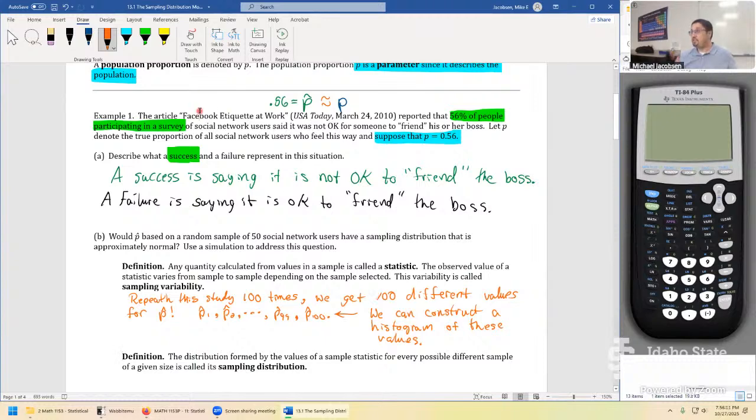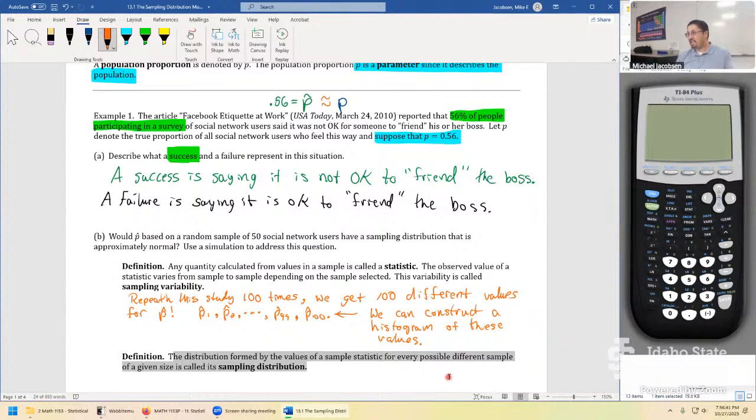And this is a feature of every study involving p hat, and the same for every study involving y bar. Either statistic will have this feature. You could have repeated that study if you had the budget and the manpower many times, not just 100, maybe 1,000, maybe 100,000 times. The distribution you get, there's exactly one of them, formed by the values of the sample statistic for every possible different sample of the given size is the sampling distribution.